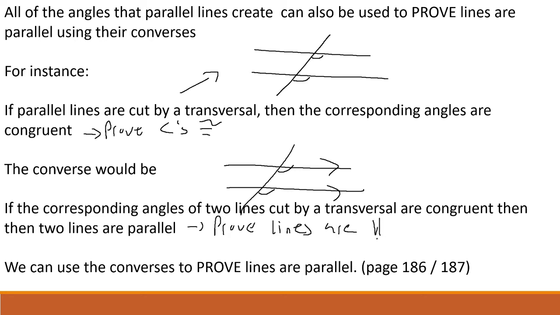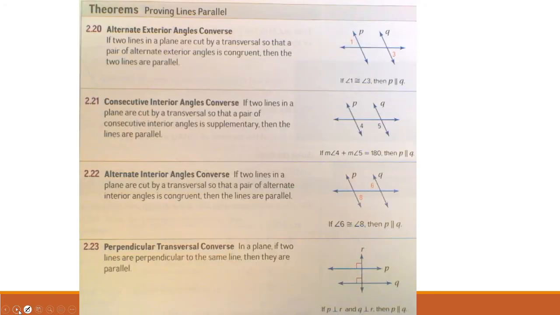Remember, this symbol is for parallel. The double bar basically means that two lines are parallel. So that's the difference between the converse and the theorem. You use the theorem when you want to prove angles are congruent, or supplementary in the case of consecutive, and you use the converse when you want to prove that lines are parallel. These are what they are said verbatim. Again, this is just the reverse of what we talked about last video.